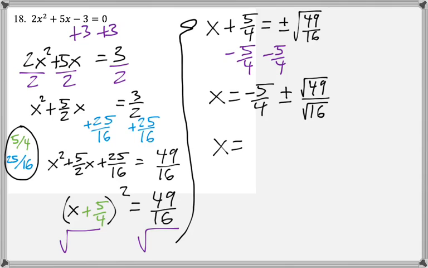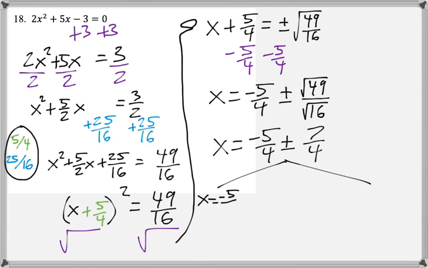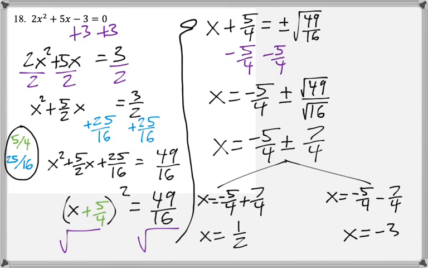So I have x is equal to -5/4 plus or minus 7/4. Now because all of the radicals are gone, I can actually combine these. So x is equal to -5/4 plus 7/4, and x is equal to -5/4 minus 7/4. So x is equal to 1/2, and x is equal to -3.